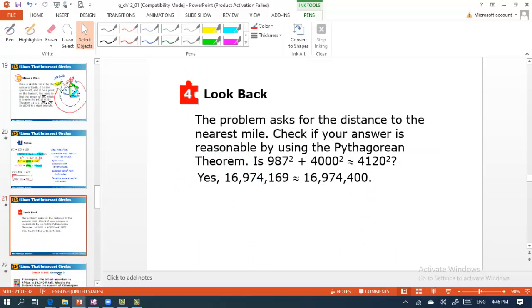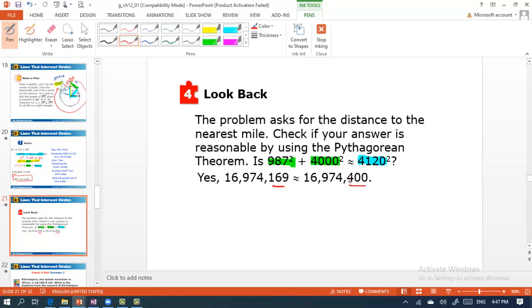Now to check, we can check saying that a square plus b square is this. Is it equal to c square? If I am squaring this part, the altitude part, and I'm adding the missing part that I found with the 4,000, when I add them, are they equal? No, there's a difference between them. We can see the difference is clearly here.